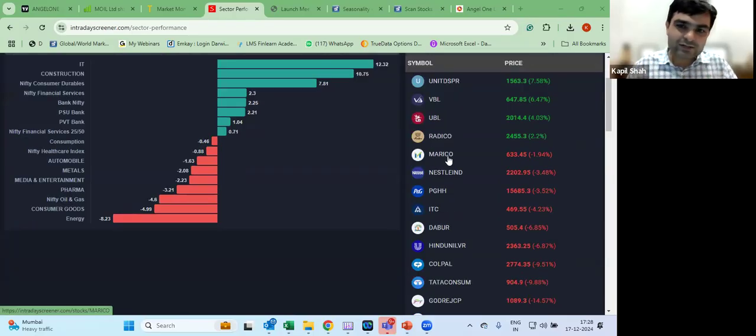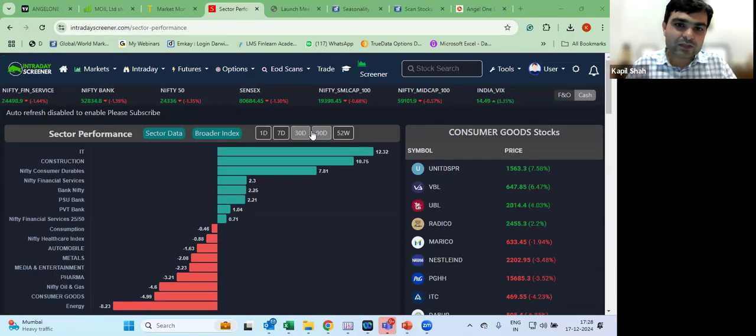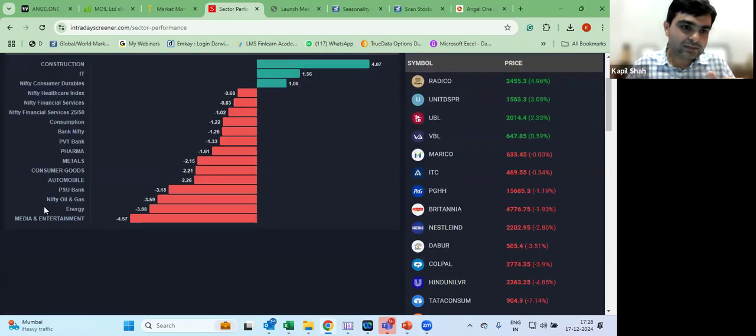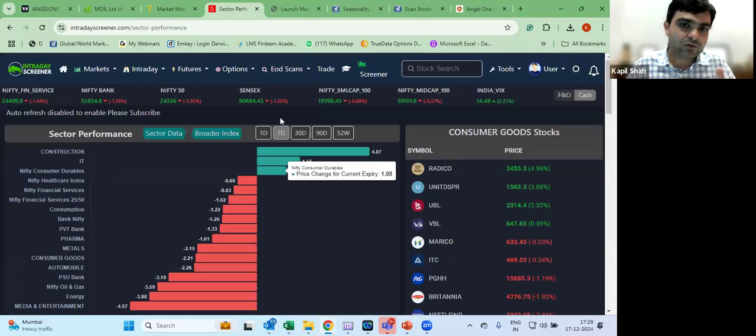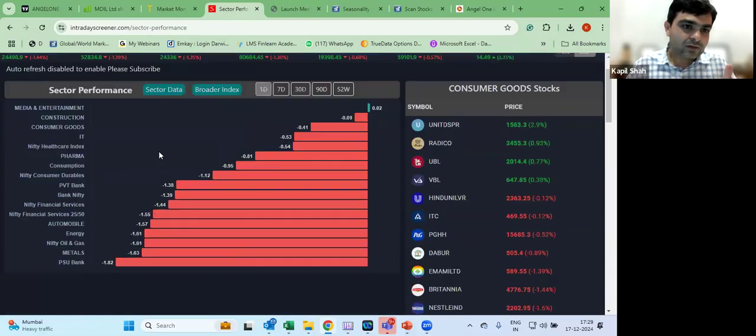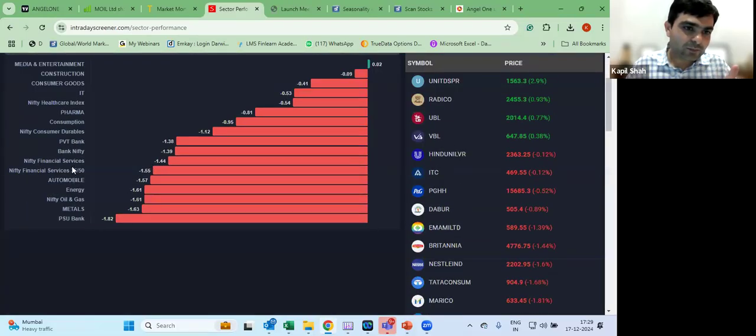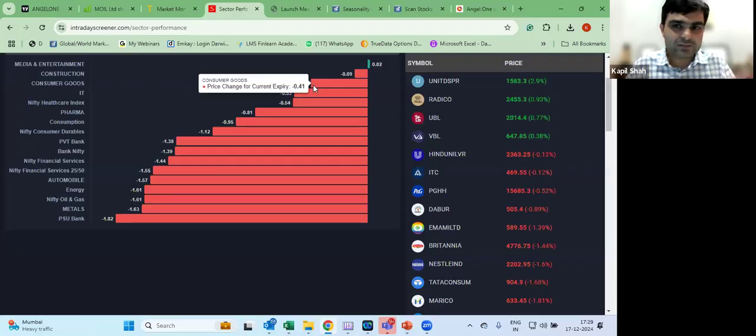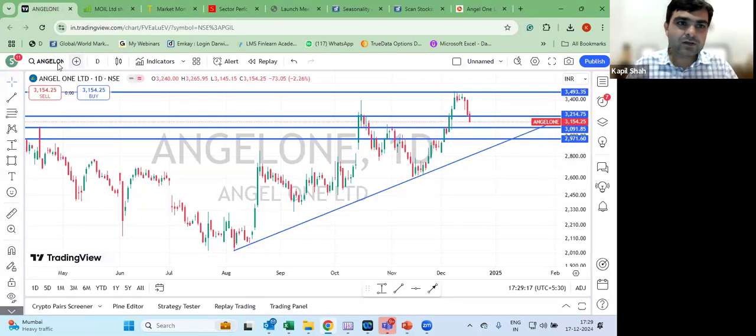So just to interconnect things, your Colpal has not performed that well either on the 30 days scale, or on the 7 days scale. It is also on the lower pack only. Consumer goods are 2% down on the daily chart. Again, it is forming on the lower side. Consumer is not that bad today, but still it is moving on the lower side. So your Colpal hasn't done that great.